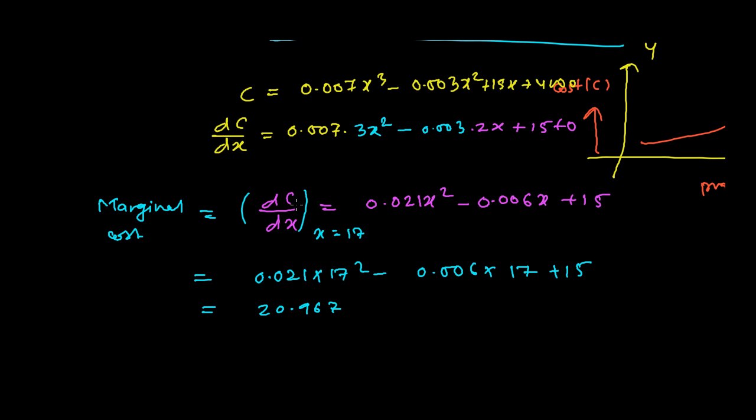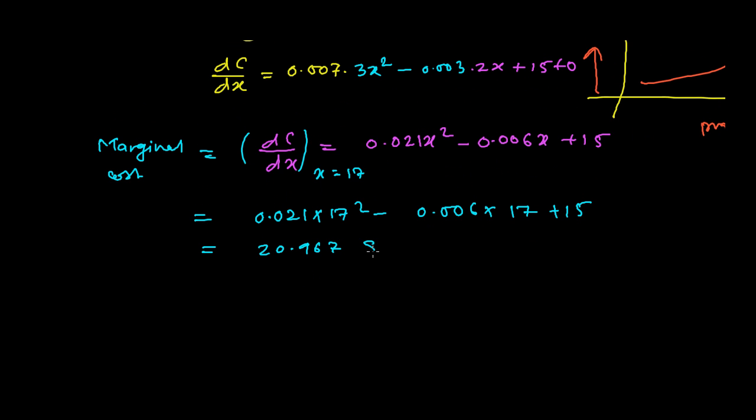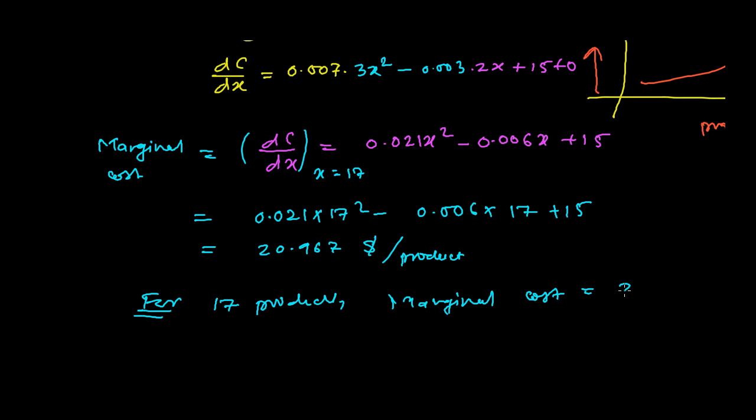You see, this dC is in dollars, as the question already says that the cost C(x) is given in dollars. So it's dollars per product, where x is the product. So $20.967 per product, or simply, the exact marginal cost for 17 products is $20.967.